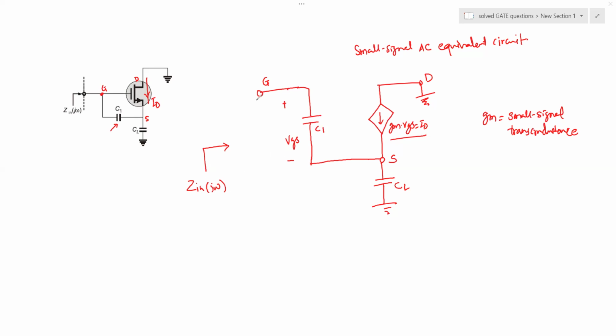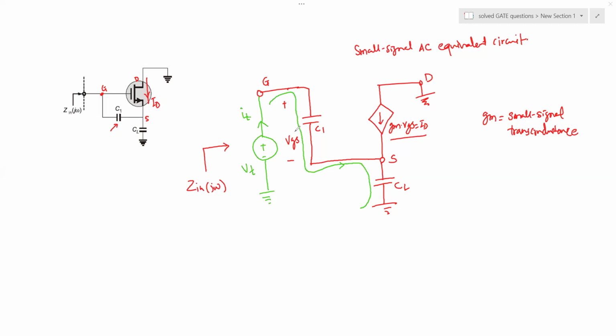So what you do here, you apply an external test voltage. You say that, okay, I'm going to apply the test voltage here with respect to ground, and because of that test voltage, the test current IT will flow into the circuit. And then this current is flowing into the input part of the circuit like this, completing the loop.